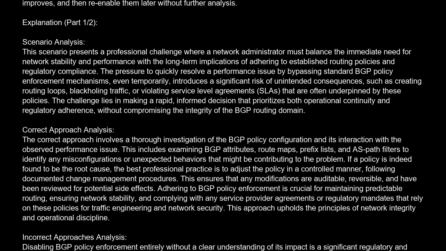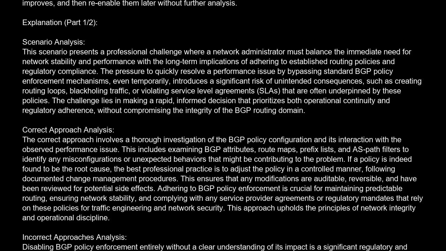This ensures that any modifications are auditable, reversible, and have been reviewed for potential side effects. Adhering to BGP policy enforcement is crucial for maintaining predictable routing, ensuring network stability, and complying with any service provider agreements or regulatory mandates that rely on these policies for traffic engineering and network security. This approach upholds the principles of network integrity and operational discipline. Incorrect approach analysis. Disabling BGP policy enforcement entirely without a clear understanding of its impact is a significant regulatory and ethical failure. It bypasses the controls designed to ensure proper routing behavior and can lead to immediate network instability, traffic disruption, and potential breaches of SLAs.